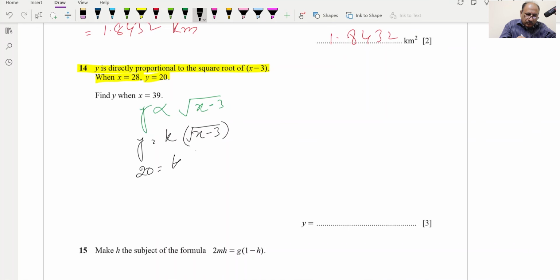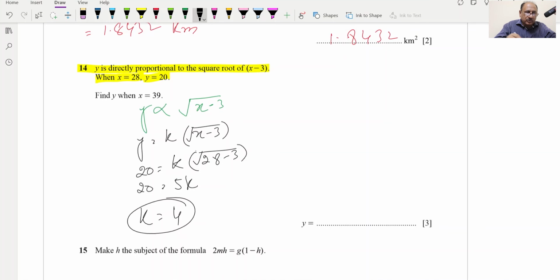Basically k value, x value will be 28 minus 3 root, and this will be 20 is equal to, this will be resulting to 5. So 5k, and k is equal to 20 by 5, which is 4. So k value is 4.